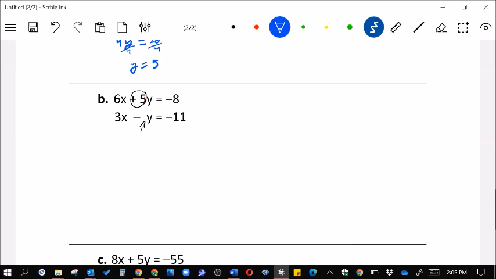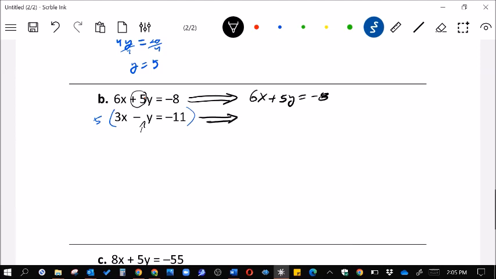I am going to take the second one and multiply both sides by 5. So the first equation stays the same, but the second equation changes. 5 times 3 makes that 15x. 5 times negative y is negative 5y. And 5 times negative 11 is negative 55. Now let's add them together.